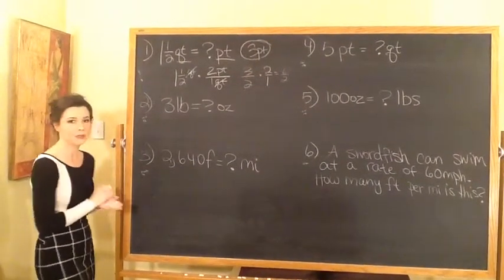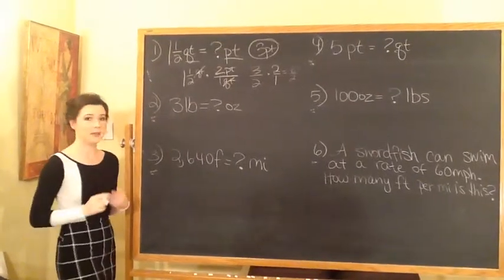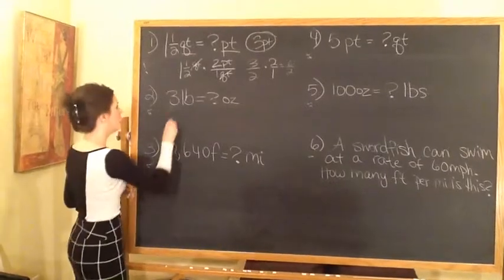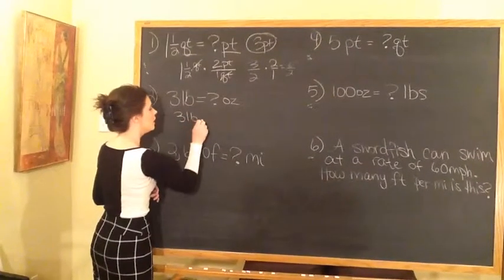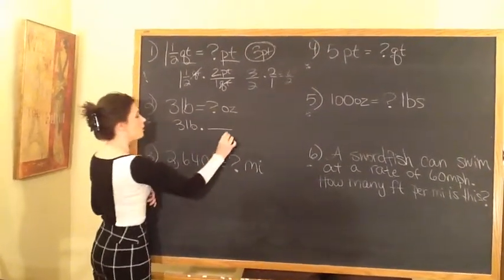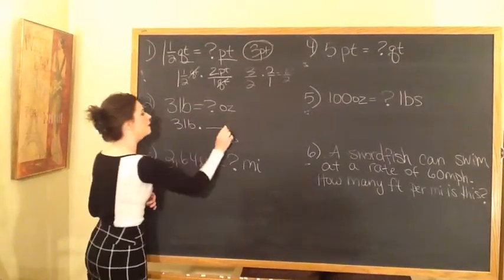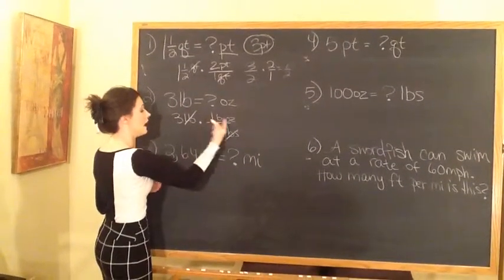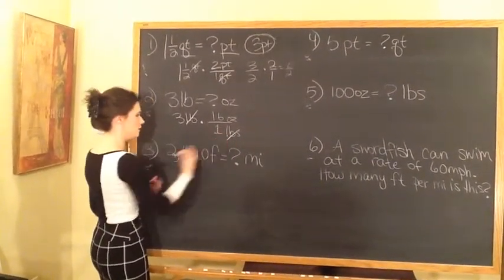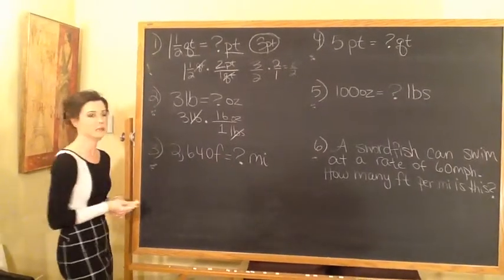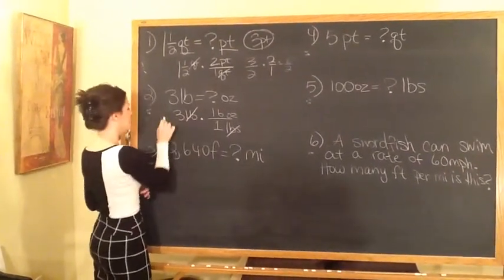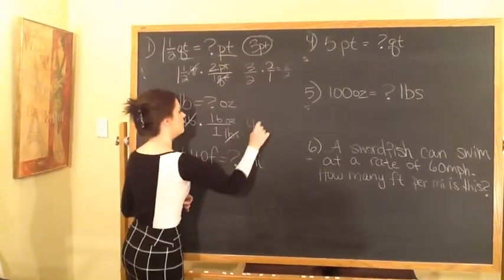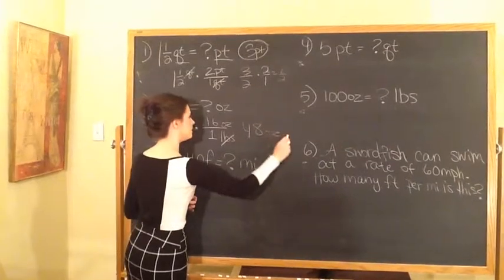Alright, let's look at example number 2. We have 3 pounds equals how many ounces? You'll look at your chart and figure out that there are 16 ounces in 1 pound. So if we're going from 3 pounds, we know that the pounds need to be in the bottom and the ounces need to be in the top so that we can cross cancel. If there are 16 ounces in 1 pound, let's now multiply across and simplify. So 3 times 16, you're going to get 48. So you're going to have 48 ounces.